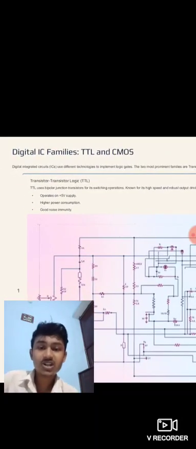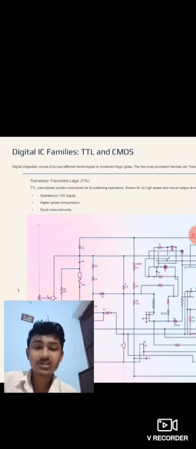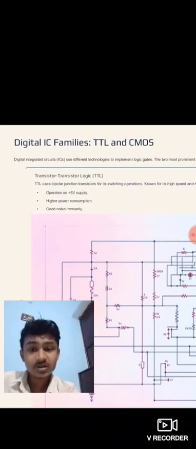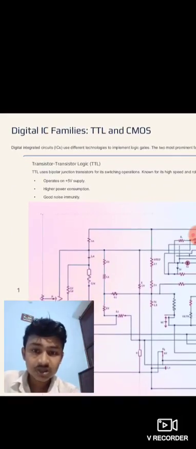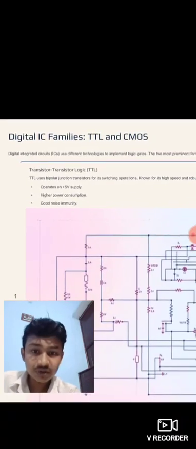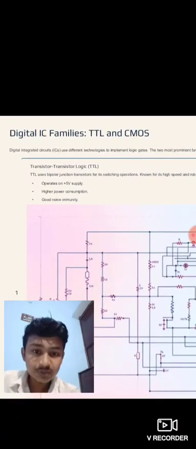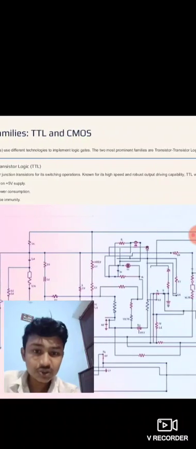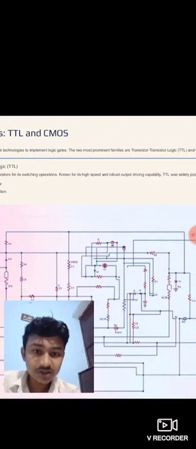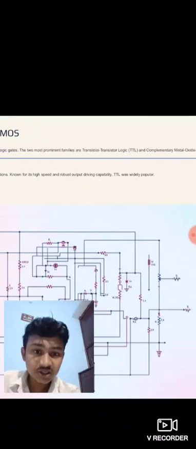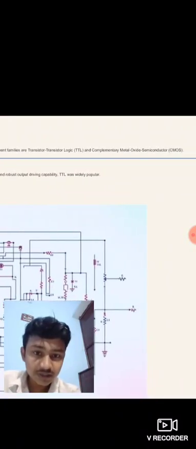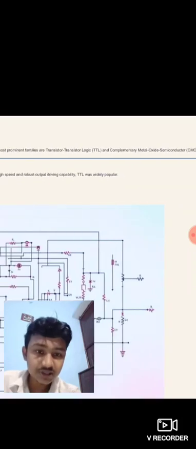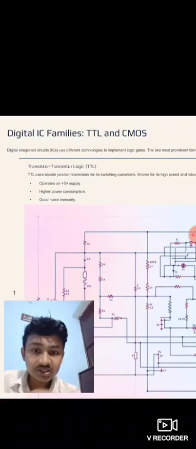Now, digital IC families: TTL and CMOS. Digital integrated circuits, or ICs, use different technologies to implement the logic gates. The two most prominent families are transistor-transistor logic, TTL, and complementary metal oxide semiconductor, CMOS.